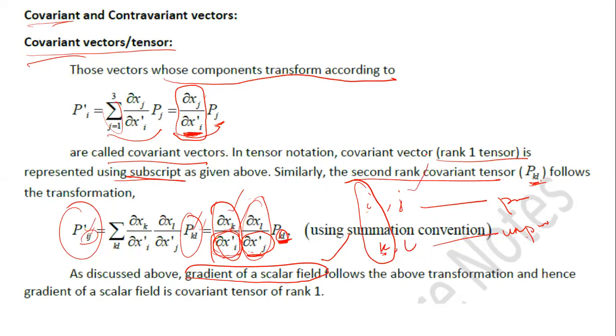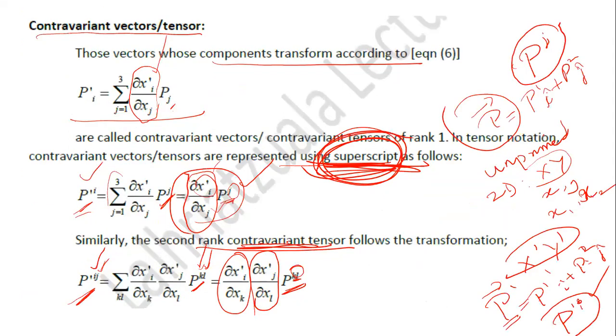And similarly, J is the prime, meaning del xj prime is in the denominator of this partial derivative, and the corresponding index in the unprimed is L. Del xl is in the numerator. So like that, we can write down the transformation relation for a covariant tensor of rank 2. Rank 2 in the sense there are two indices, K and L, for representing the components of that physical quantity in the unprimed coordinate system.